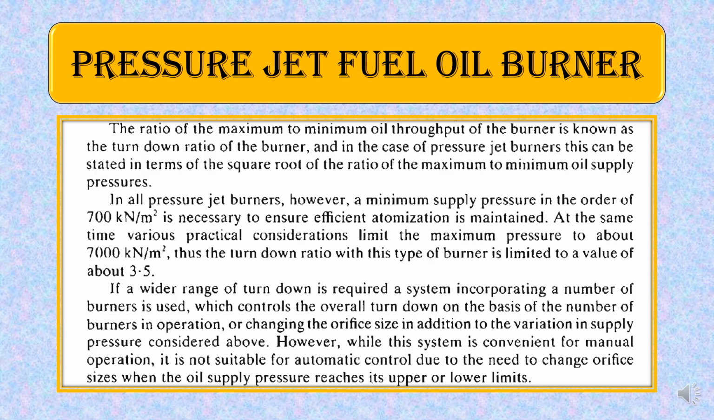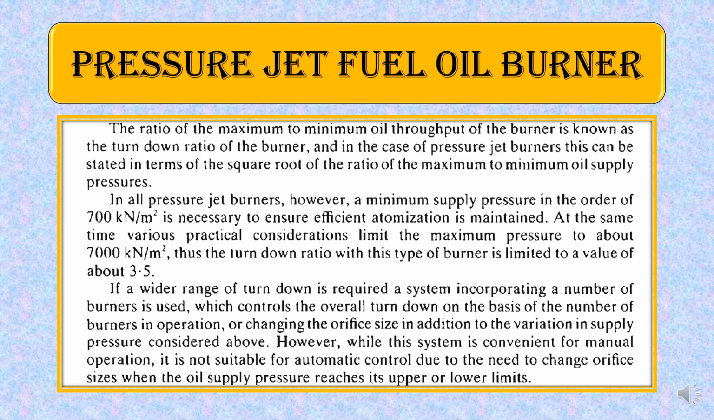So it is showing the maximum to minimum throughput of the burner; this ratio is called the turn down ratio. In the case of the pressure jet burner, this can be stated in terms of the square root of the ratio of maximum to minimum oil supply pressures. In all pressure jet burners, a minimum supply oil pressure in the order of 700 kilonewton per meter square is necessary to ensure efficient atomization, because this much is required to create it. Otherwise, you will not get the proper flame, or proper combustion is not possible.